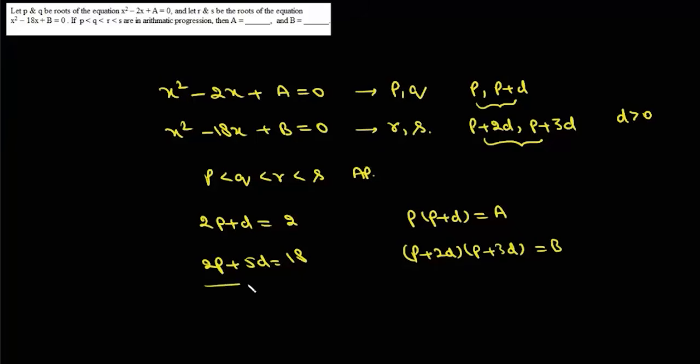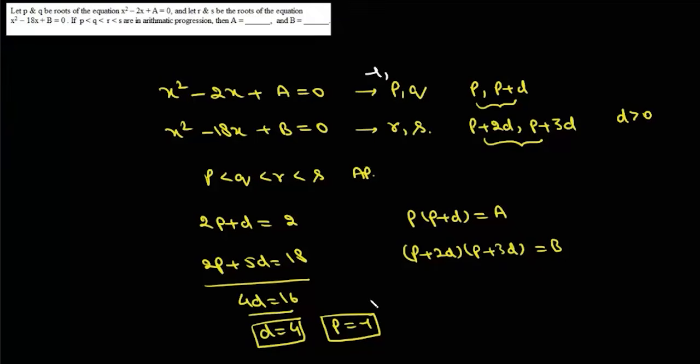Now from these two equations, we can find the value of p and d. Now if we subtract first from second, we can write 4d equals 16. That means the value of d is 4, and if we put d as 4, we'll get the value of p as minus 1. So we have p as minus 1 and d as 4. Now the four terms of the AP are minus 1, minus 1 plus 4 is 3, 3 plus 4 is 7, 7 plus 4 is 11.